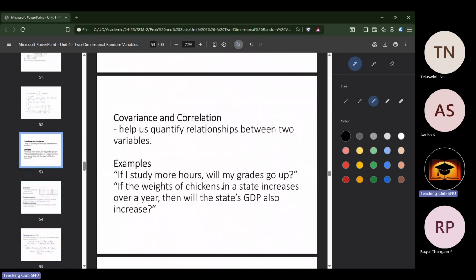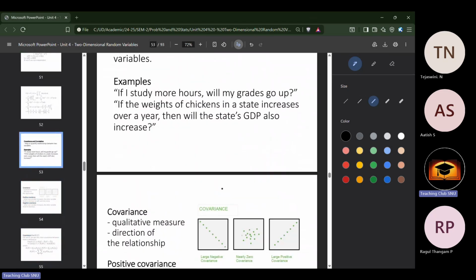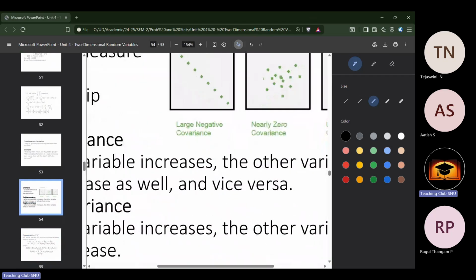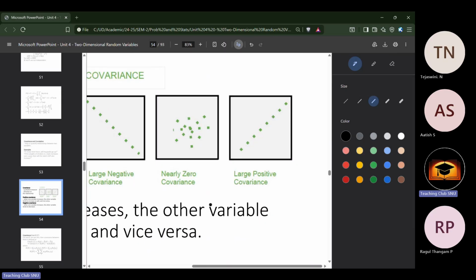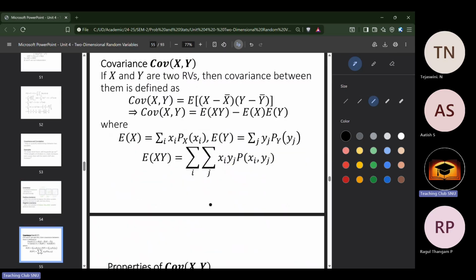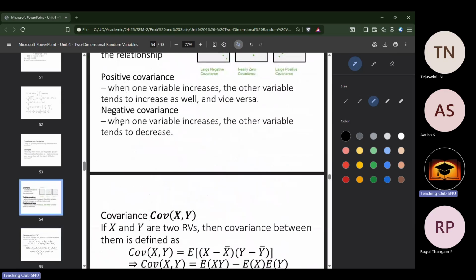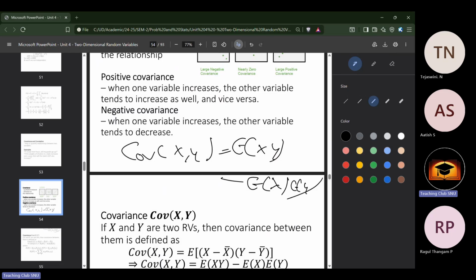Covariance, correlation. How do you do this? It is going to help us quantify a relationship between two variables. Yes. So you can very well see this. This is a large negative covariance, large positive. How scattered it is. Yes. Nearly zero covariance. Yes. So the covariance formula, you must know this. Covariance of x comma y is given by expectation of xy minus expectation of x into expectation of y. There's a very nice way of deriving this, very beautiful derivation. You can always go through this.